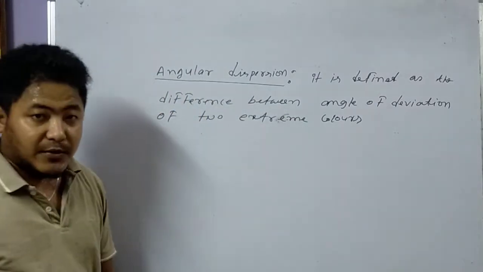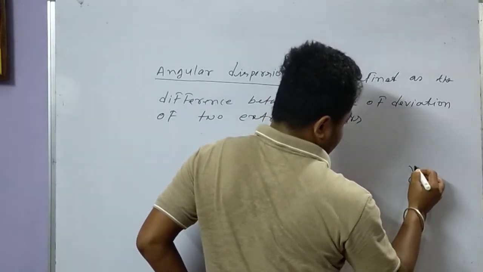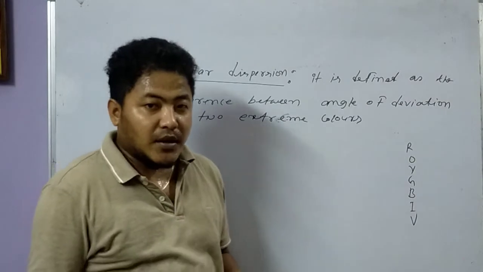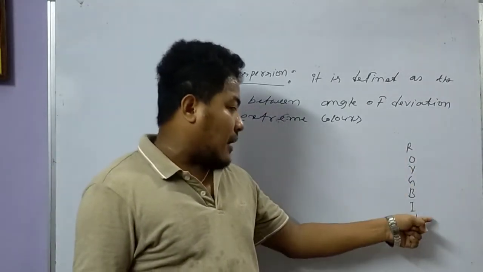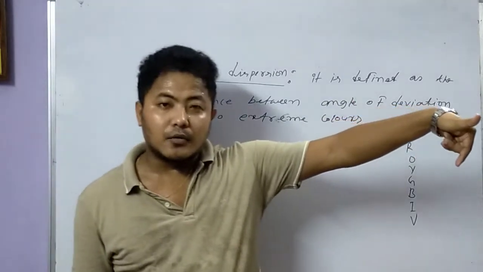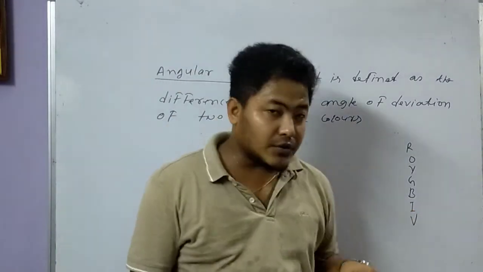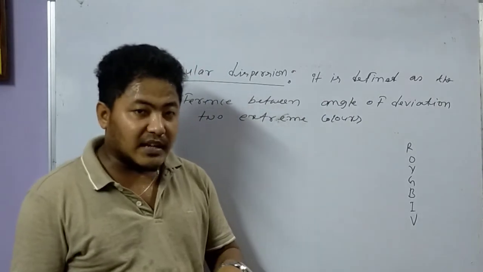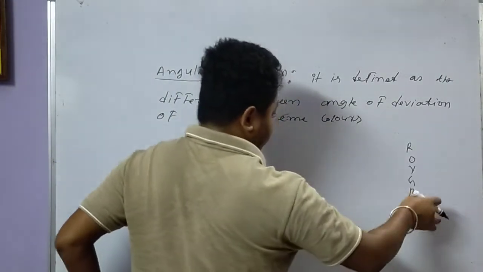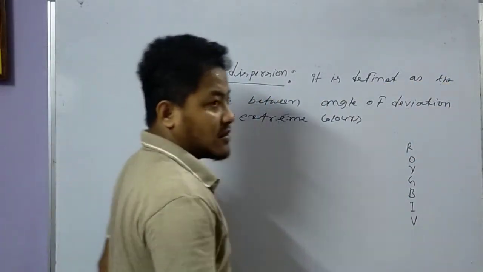Extreme color means, if I make the arrangement again, this is VIBGYOR. So those are the colors. Extreme colors means if we take red color and violet color as extreme colors. Since red color has got maximum wavelength and minimum refractive index, and violet color has got minimum wavelength and maximum refractive index. So if we consider these two as extreme colors, it is defined as the difference between angle of deviation of two extreme colors.